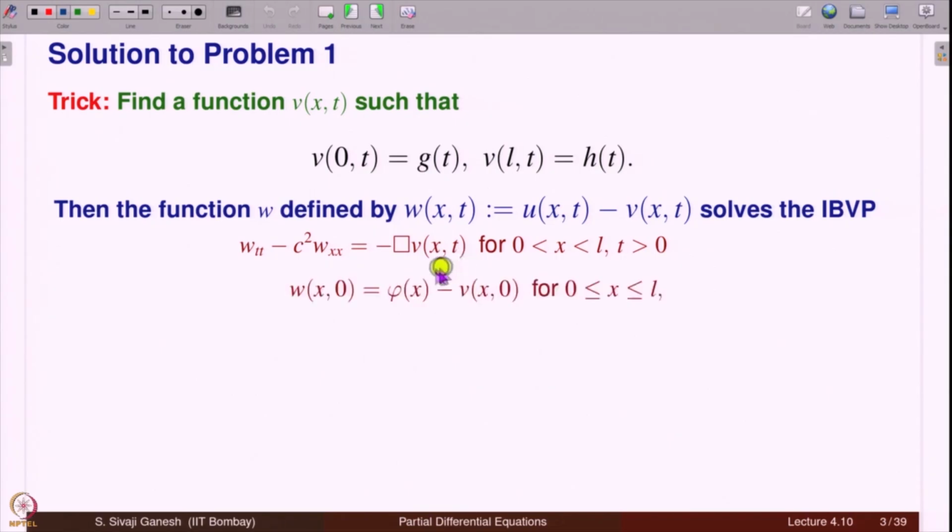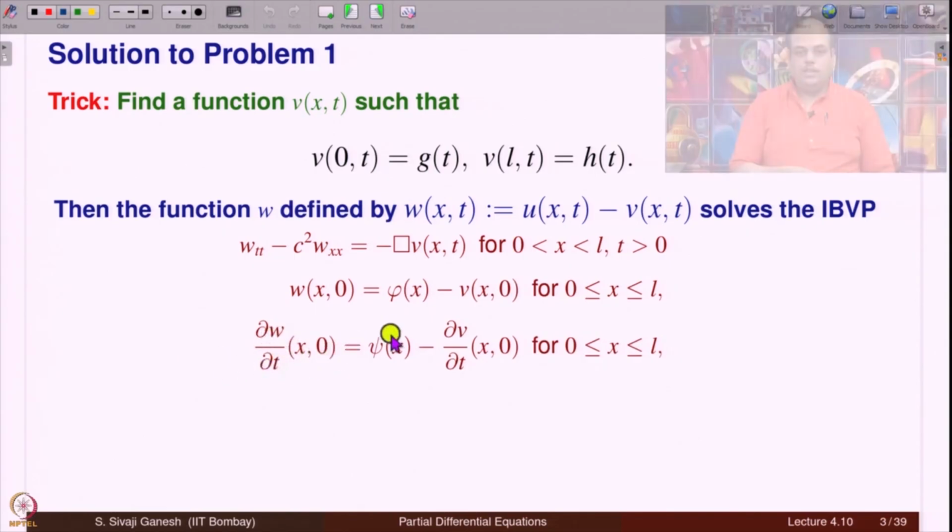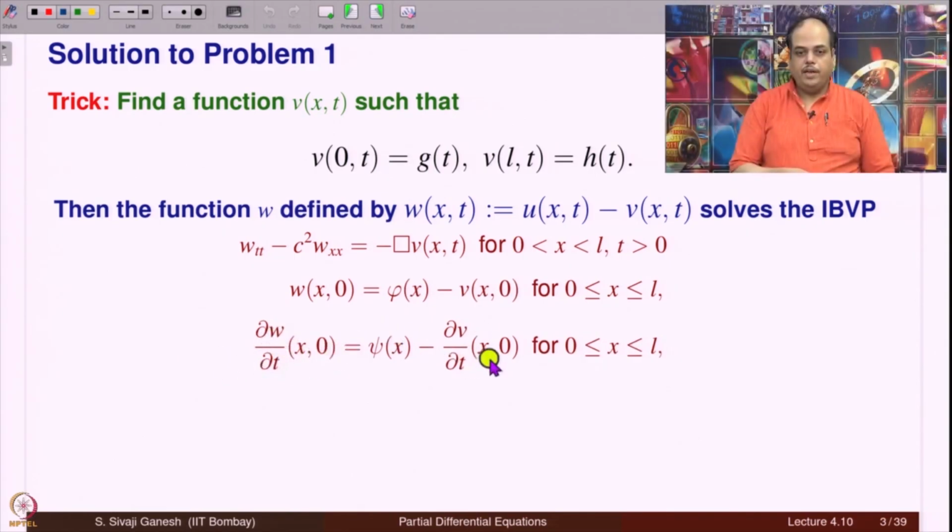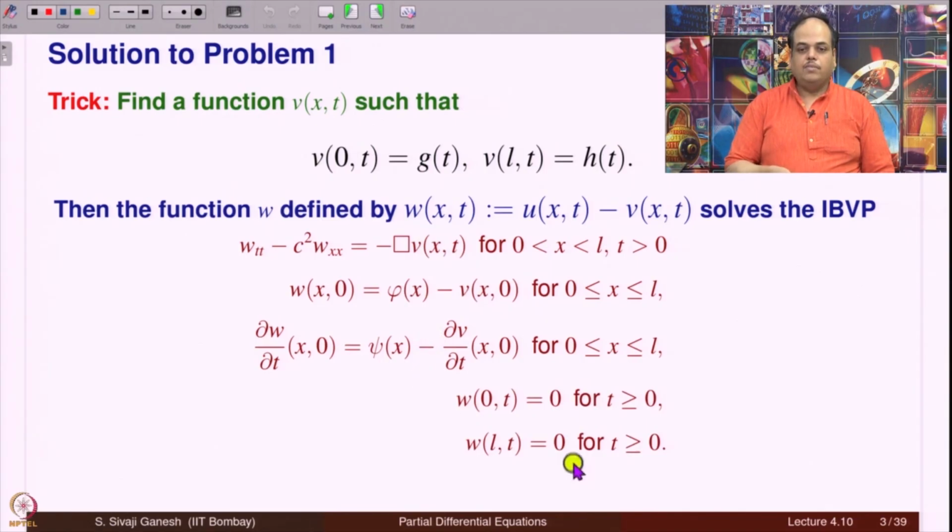And the initial displacement w(x,0) is u(x,0) minus v(x,0), but u(x,0) should be phi(x). So, phi(x) minus v(x,0). Similarly, the initial velocity, partial w by partial t of (x,0), is psi(x) minus partial v by partial t at (x,0). v is a known function. So, this is a known function, this is also a known function and the source term is also a known function, and we have 0 boundary conditions.